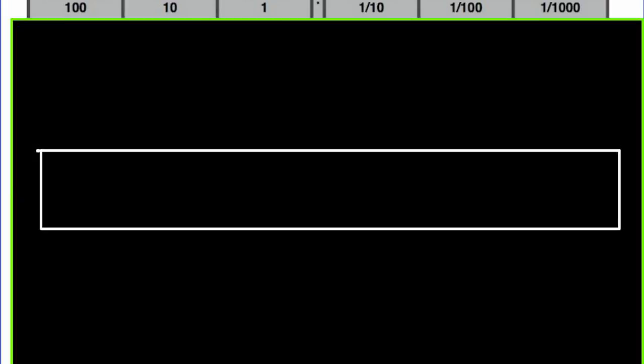B. 4 times the sum of 14 and 26. It says 4 times. So how many boxes am I going to have within my tape diagram? Show me with your fingers, people. Okay, if I have 4 times, I'm going to draw.